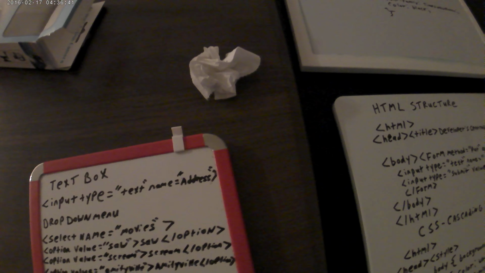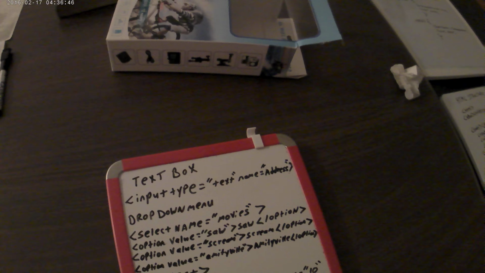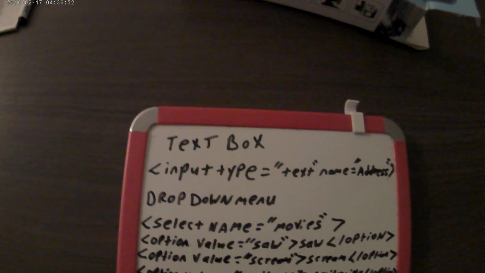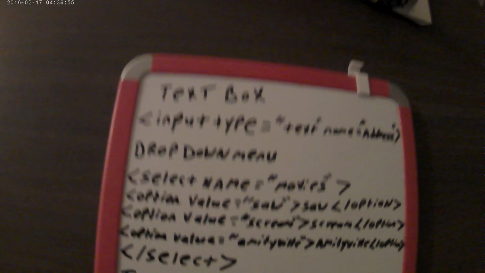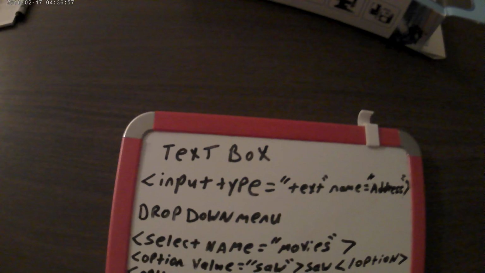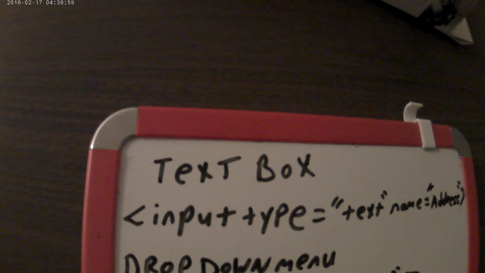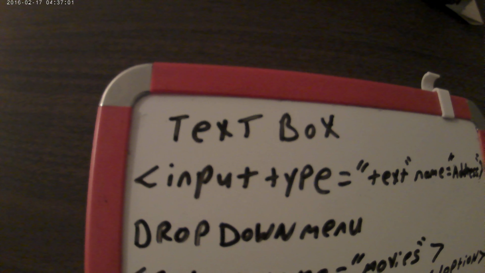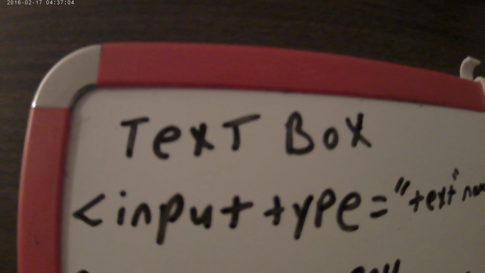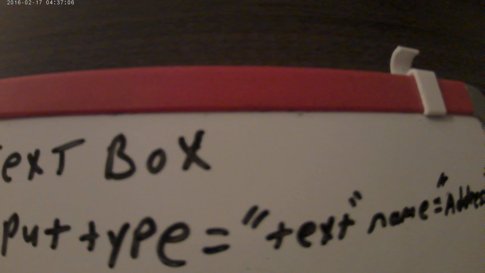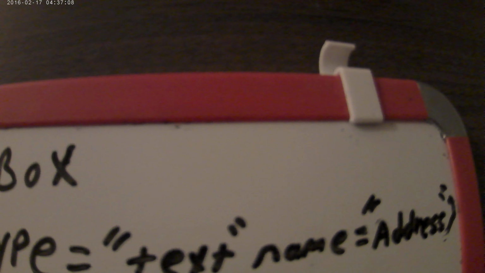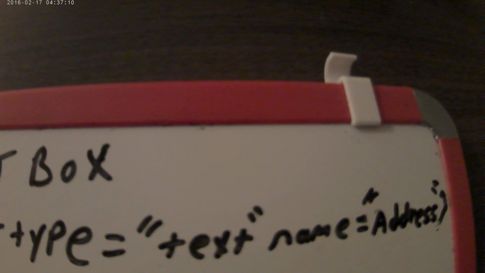The next thing I want to talk about are our form elements. So I showed you how to create a form, and now these are four common form elements that you will need to use. The first one I already went over is called the text box. So that's just input type equals text, and then you can name it whatever you want.